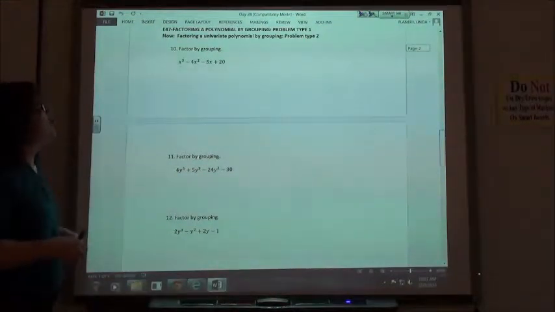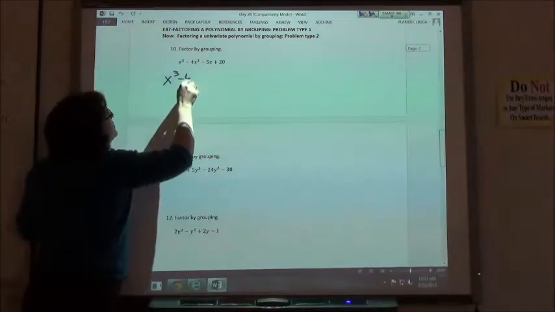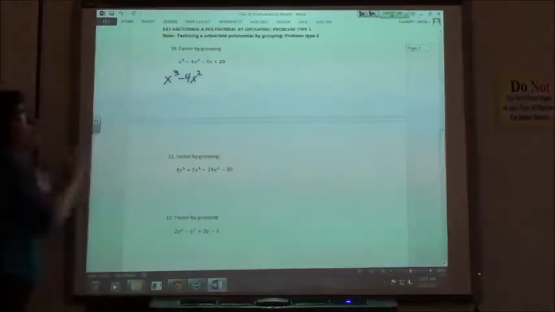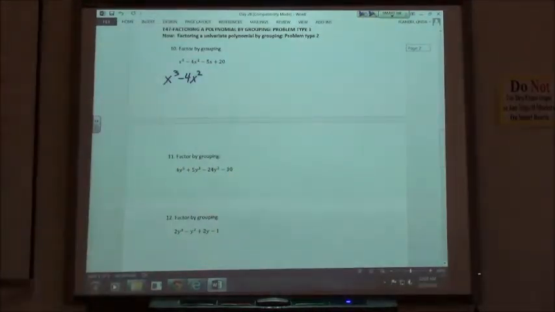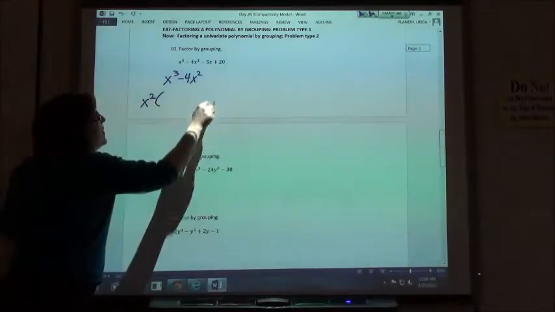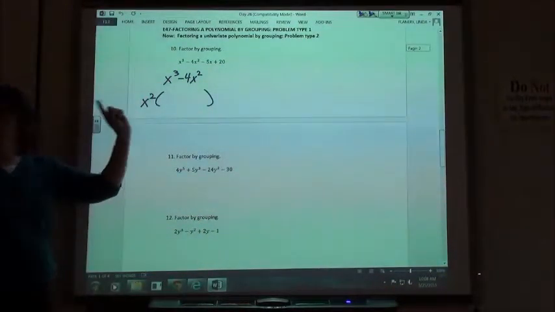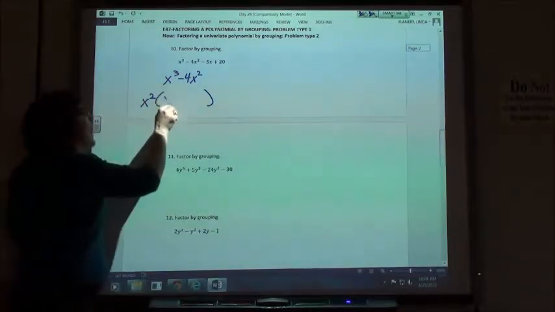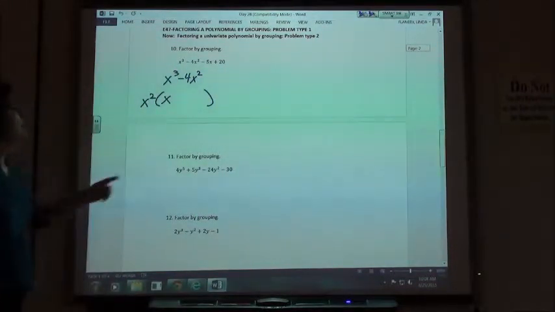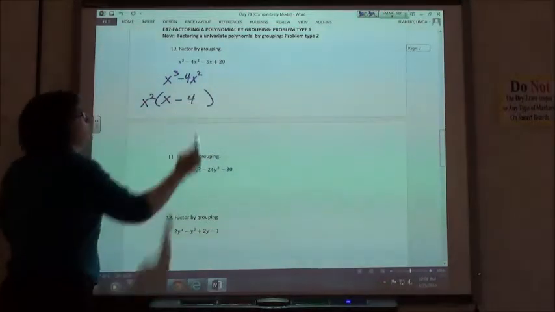I'm just going to start with the first one and group the first 2 together. If I take x to the 3rd minus 4x squared, those 2 terms have a greatest common factor of x squared. So if I divide the x squared out of each of those, x to the 3rd divided by x squared leaves me just an x. Negative 4x squared divided by x squared leaves me just the minus 4.